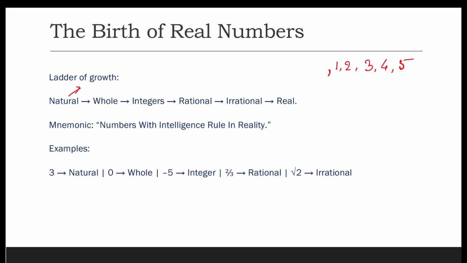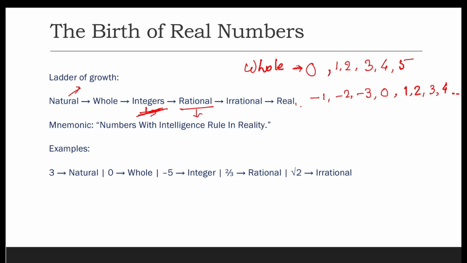Now, when we add 0 to this, it becomes a whole number. So a whole number is a natural number plus 0. Integers: when we add negatives to this, so -1, -2, -3, and then all the whole numbers 0, 1, 2, 3, 4, this is integers. Sorry, not rational numbers, integers.